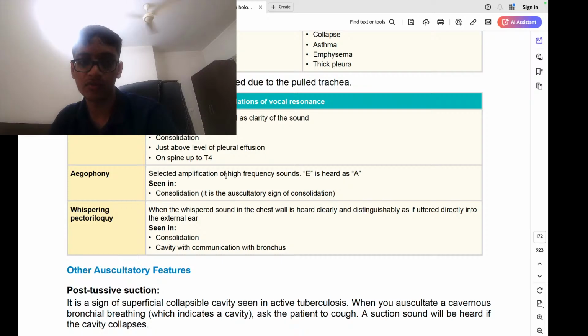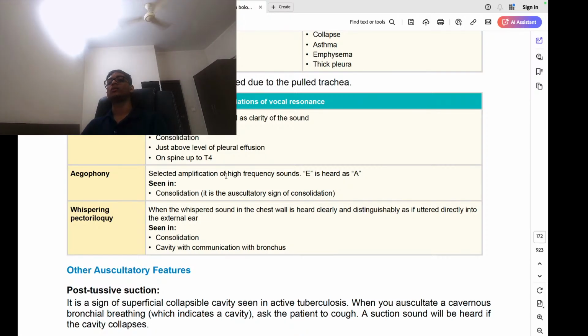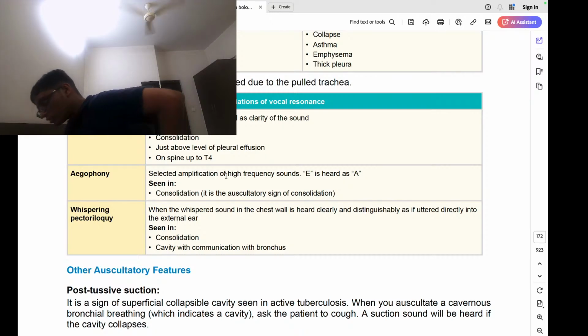Variations you can see are bronchophony, egophony, and whispering pectoriloquy. Bronchophony is an increase in loudness as well as clarity of the sound. It is seen in consolidation, just above a pleural effusion, and on the spine up to the T4 level.